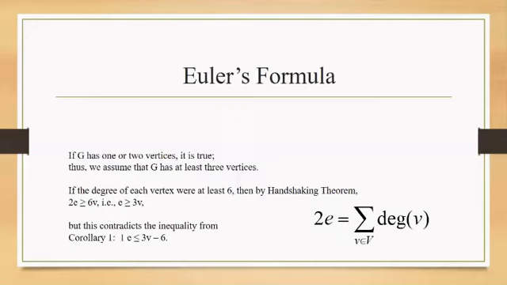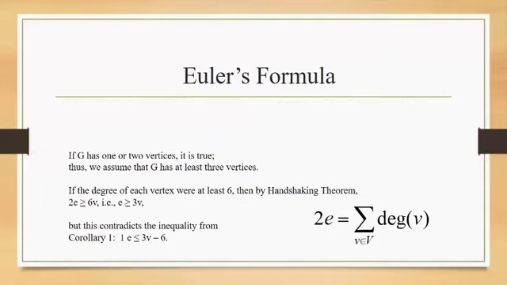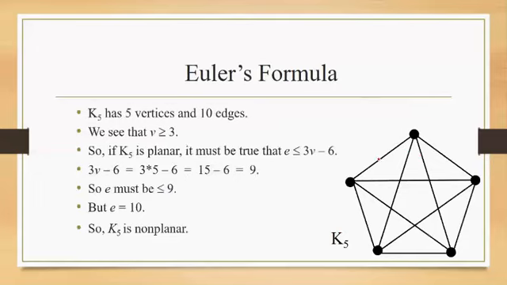Now the next corollary: if G is a connected planar graph, then G must have a vertex of degree not exceeding 5. So whenever we have a connected planar graph, the graph should have a vertex of degree not exceeding 5. Basically in our earlier example, what is the degree here?